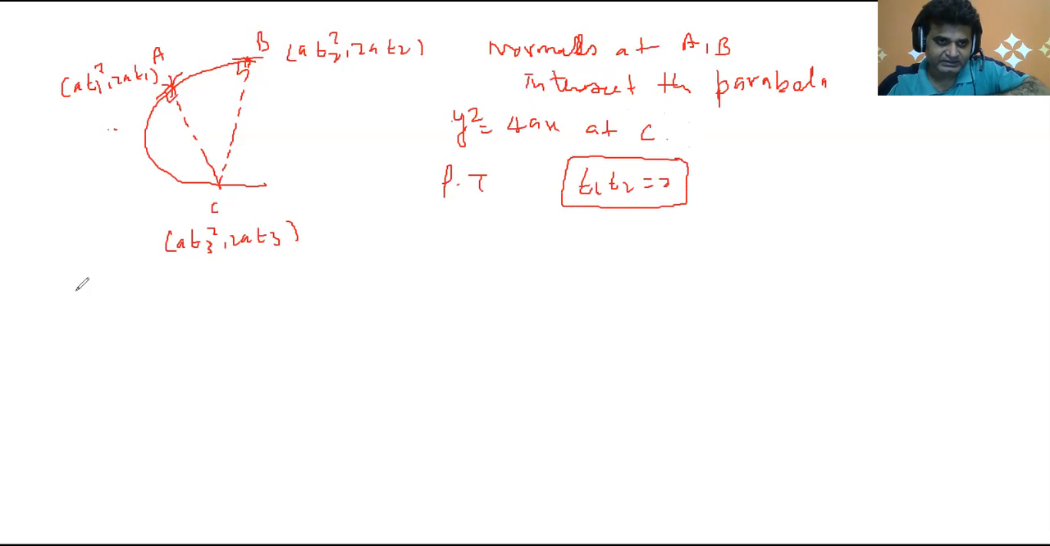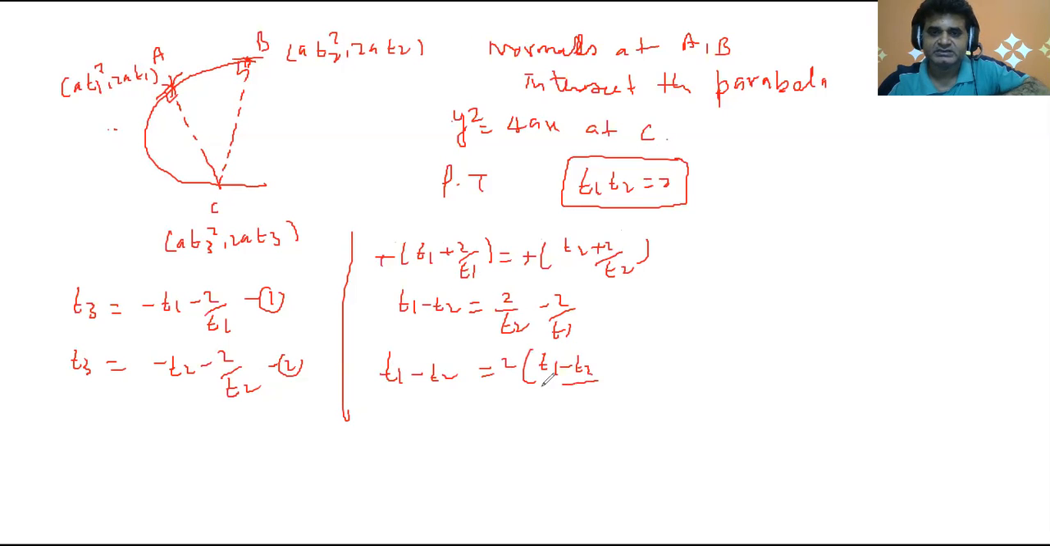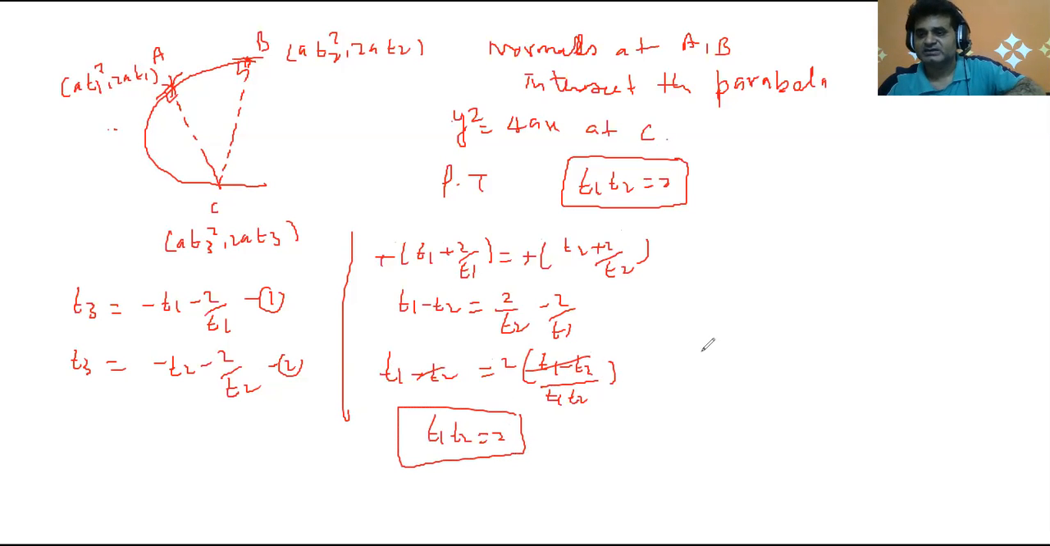So what we have seen is that t3 will be equal to minus t1 minus 2 upon t1, as in question number 1, and this t3 will also be equal to minus t2 minus 2 upon t2. So these two will be equal. So minus of t1 plus 2 upon t1 is minus of t2 plus 2 upon t2. Minus minus gets cancelled. So t1 minus t2 is 2 upon t2 minus 2 upon t1. So t1 minus t2, we are taking common, t1 minus t2 upon t1 t2. So this gets cancelled. So t1 t2 is equal to 2. So this is the required relationship. You must learn this relationship while solving problems.